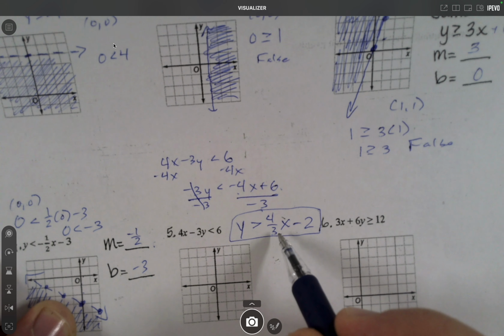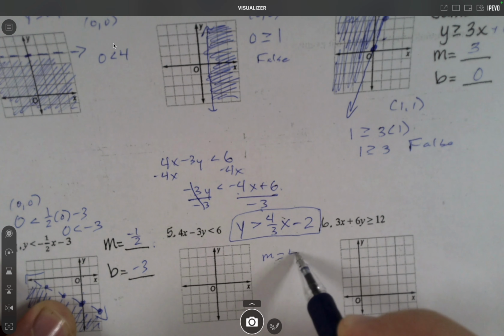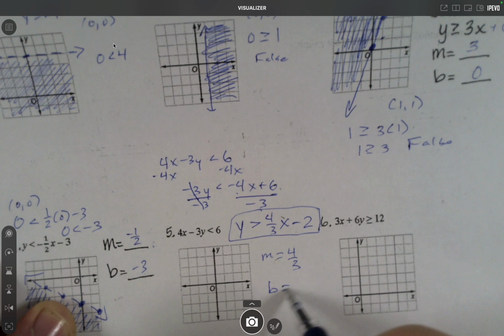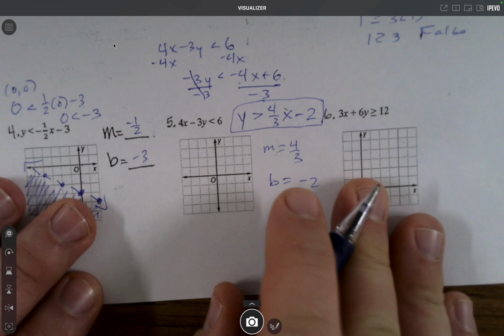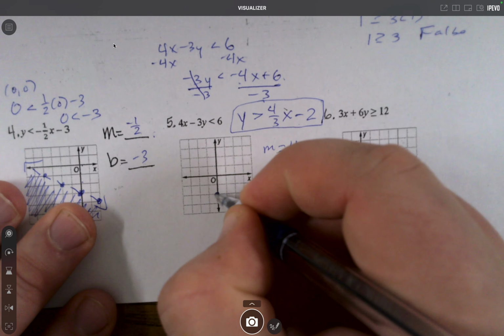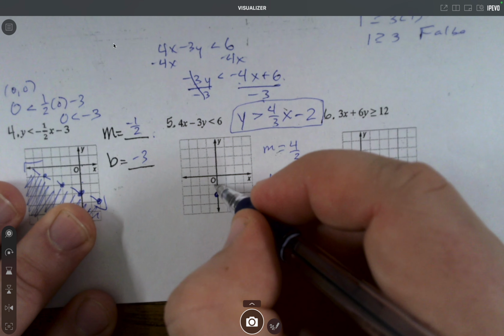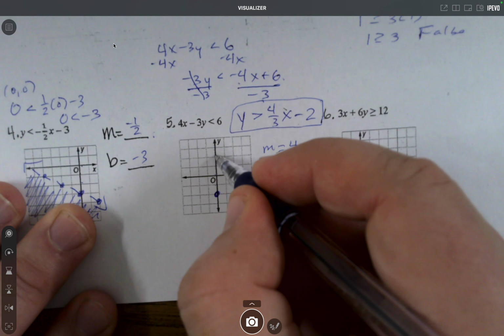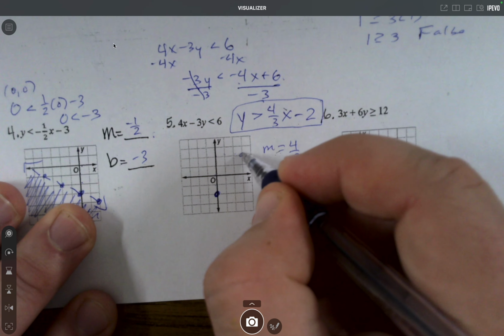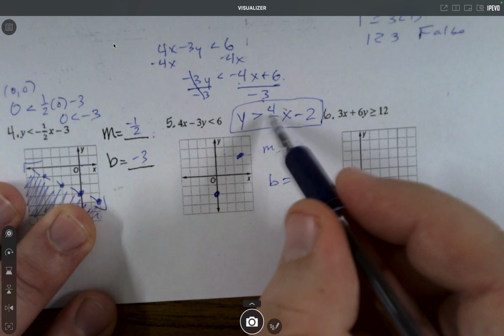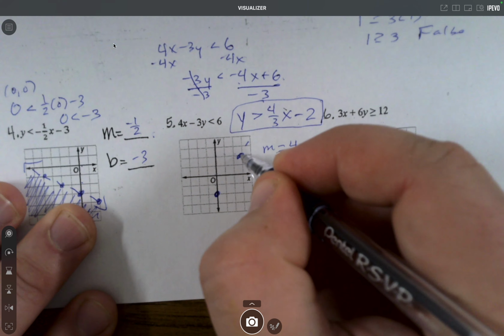So we have a slope of 4/3 and a y-intercept of negative 2. So I'll start at the y-intercept, negative 2, and the slope is telling me to go up 4, 1, 2, 3, 4, over 3, 1, 2, 3. Since this is just a greater than sign, we will have to do a dotted line.